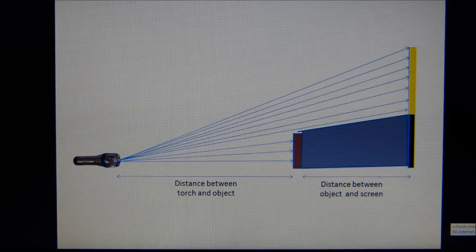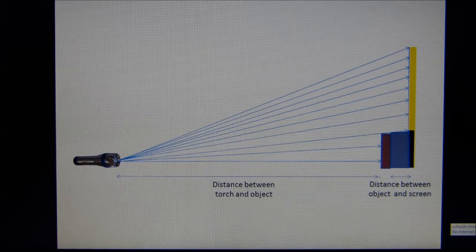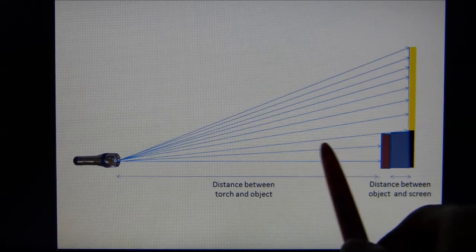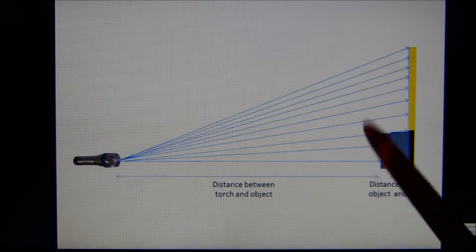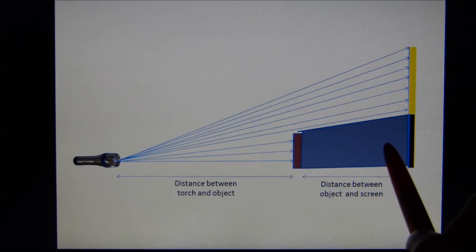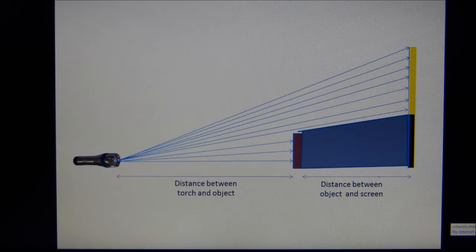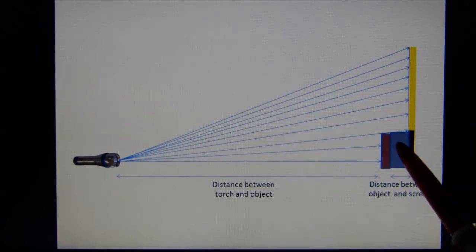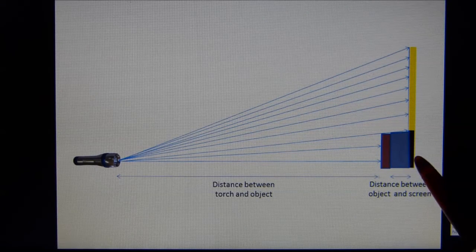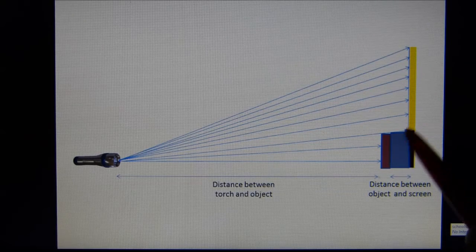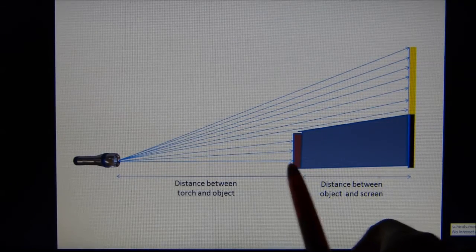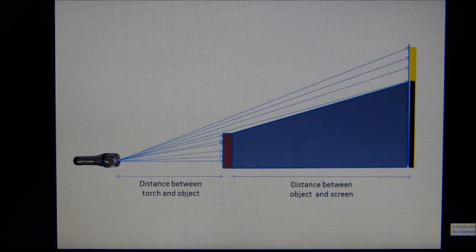Now what happens if we move the object? If you move the object closer to the screen, can you see now it has blocked less light rays? Just now, we have blocked 3 light rays. As we move the object closer to the screen, we now block less light rays, and as a result, the shadow is smaller. Alright?